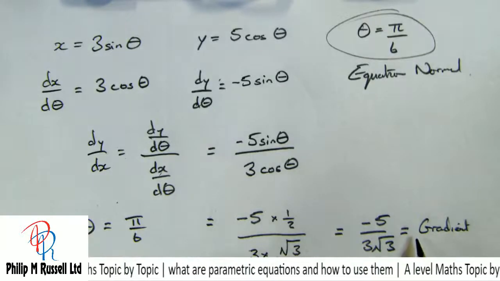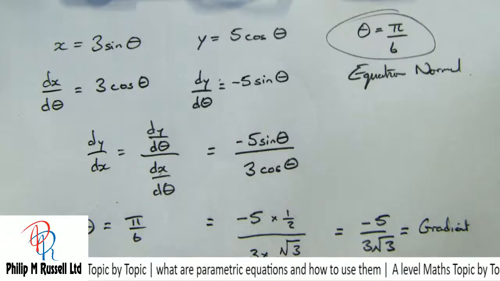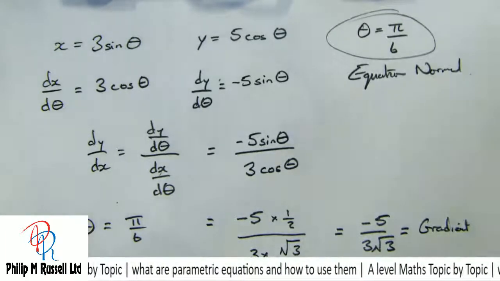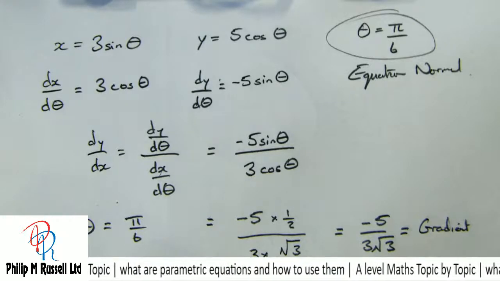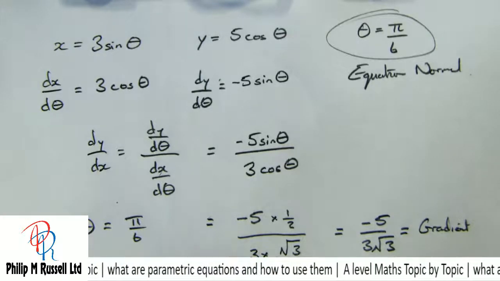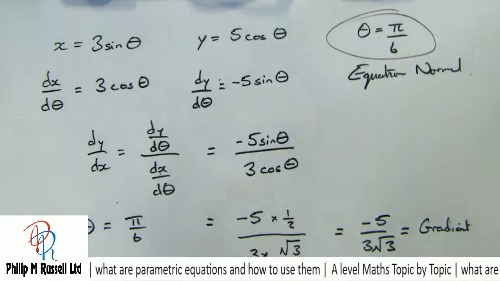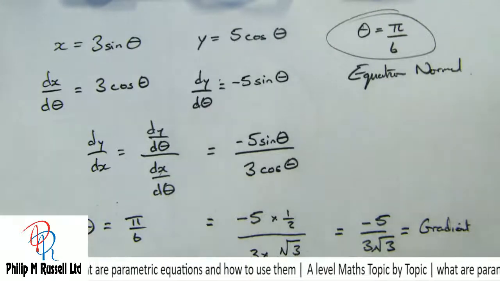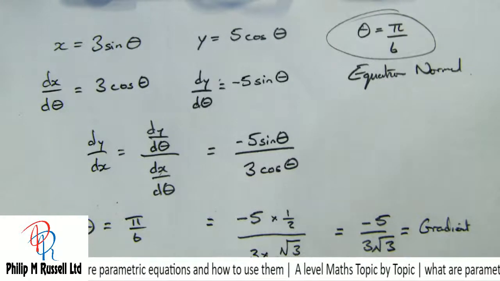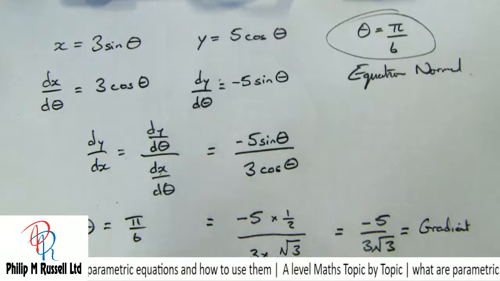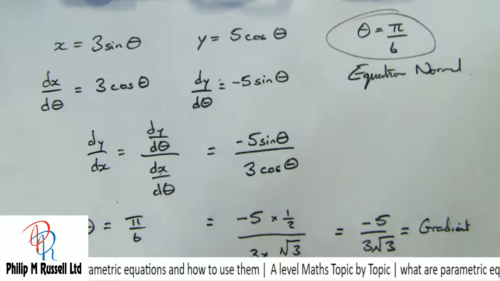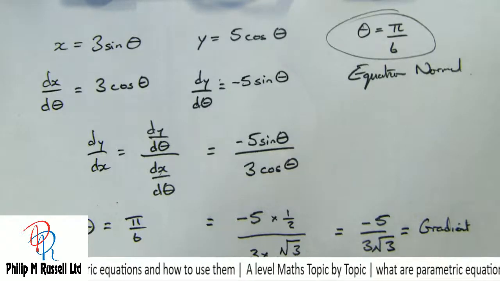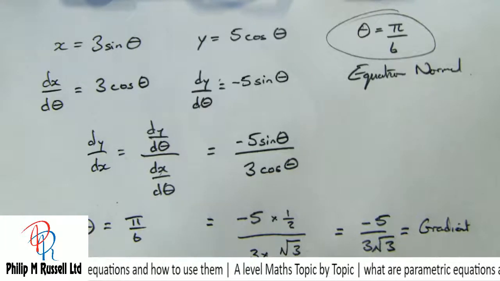We know then we've got this at some point P. So at P, x is going to equal 3 over 2, and y is going to equal 5 root 3 over 2.